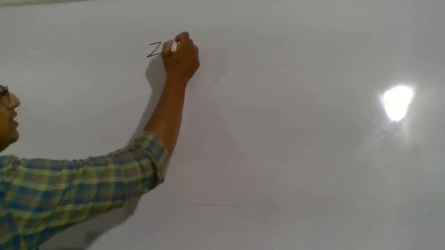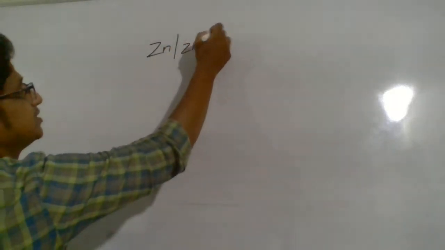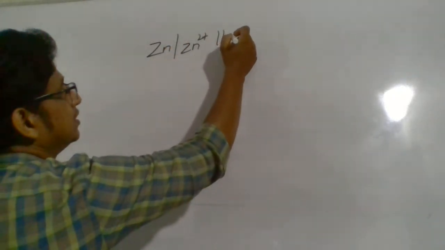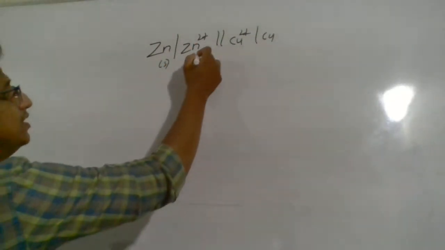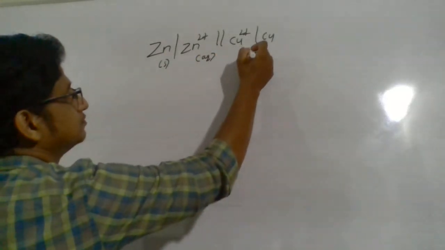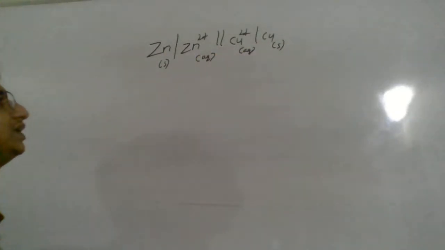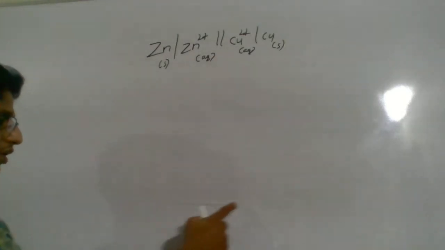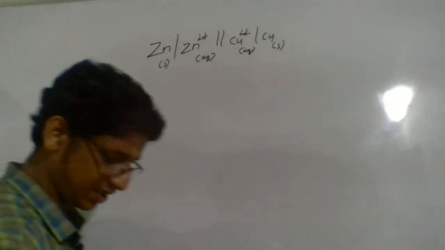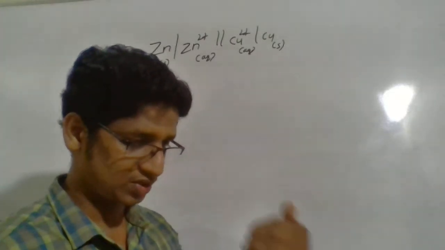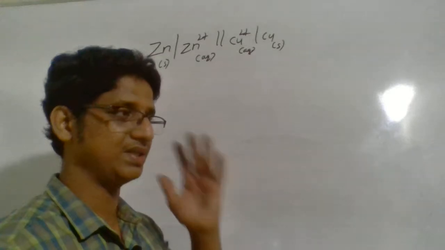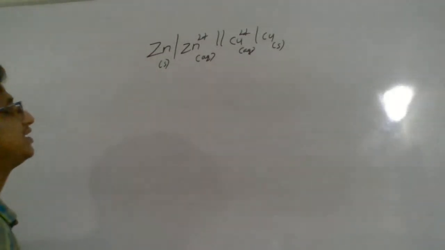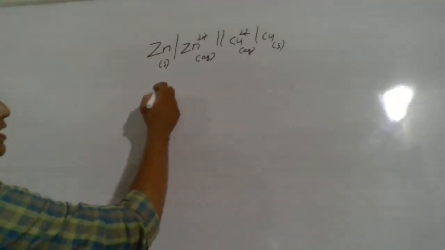So let us represent the Daniel cell: Zn | Zn2+ || Cu2+ | Cu. So this is the case that we are talking about. Let this be the Daniel cell. Now we're talking about equilibrium, meaning the reaction proceeds continuously until a point where equilibrium is reached. That means no more cell reaction. So that is the case you can represent here.